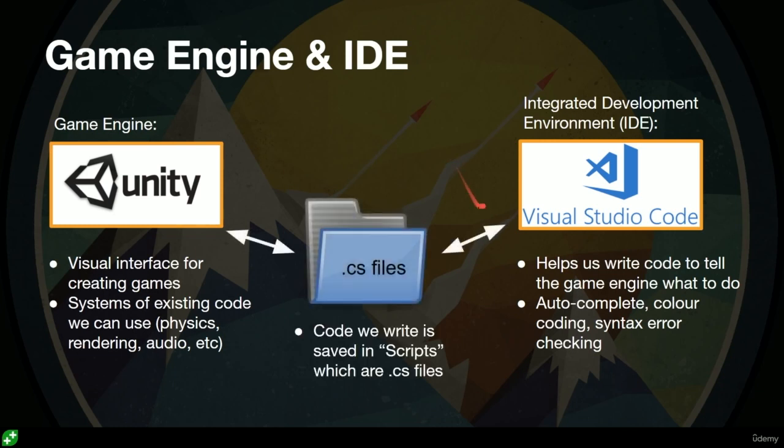How do these two interface? Well, when you're creating files in Visual Studio Code, we'll be creating .cs files that work with Unity to tell Unity what to do. So the files that we create that are whatever .cs, I'll be referring to as scripts. Okay, so that's just a quick overview of how these things fit together.